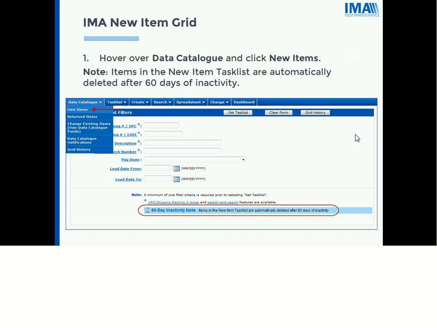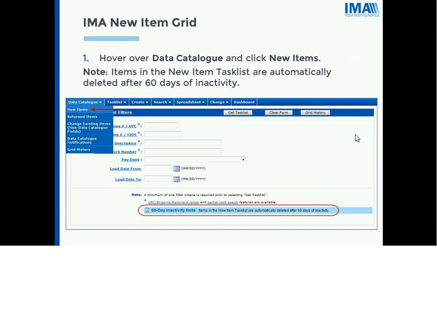So first we're going to do a really high-level overview with some PowerPoint slides, and then we'll get into the actual application. So when you're accessing the grid, you should hover over Data Catalog and click New Items. So one thing to be aware of is that items in your New Item task list are deleted after 60 days of inactivity. So what that means is if you have synced over items and then you don't touch them after they get over to IMA, after 60 days they're going to automatically be removed from your task list.